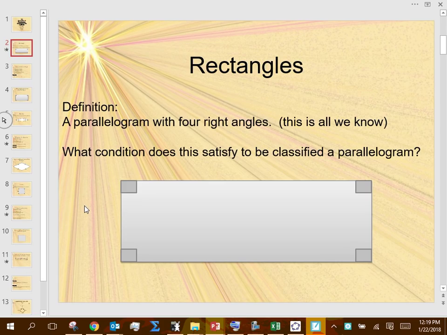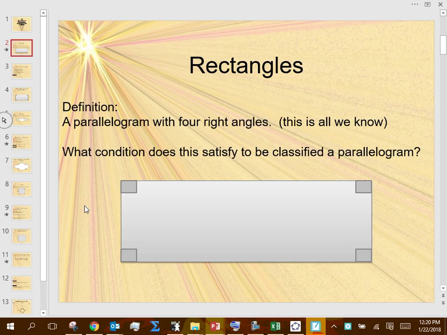So this definition, parallelogram with 4 right angles, does not tell us anything about the sides. So I don't need any extra requirements or any details about the sides to classify something as a rectangle. The rectangle is classified strictly on the number of right angles you have. Is that doable? Now, if that's the definition, what makes this thing a parallelogram? Why do we know it to be a parallelogram?